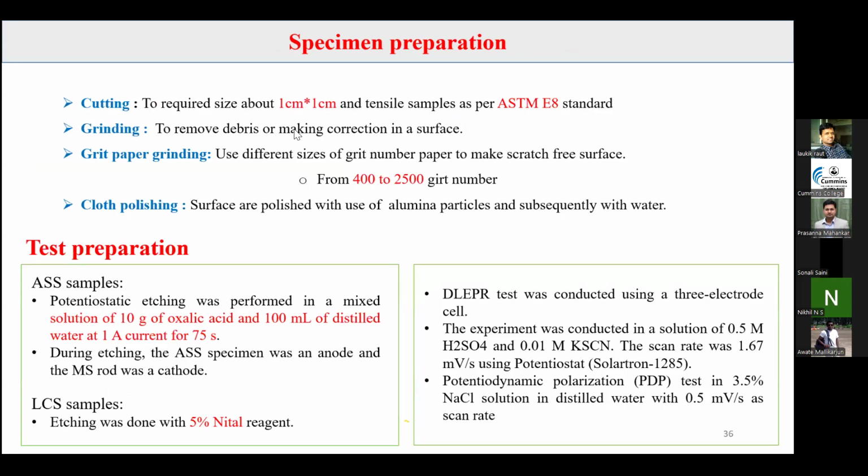was followed. After that, grinding is done. After grinding, polishing is done. I have used different papers from 400 to 2500 grit number, and then cloth polishing is done. After that, etching is done. For the ASS sample, I have used electrochemical etching in oxalic acid. And for the LCS sample, nital is used. Then for the corrosion study, I have performed DL-EPR and PDP tests to study the corrosion behavior of the deposition.